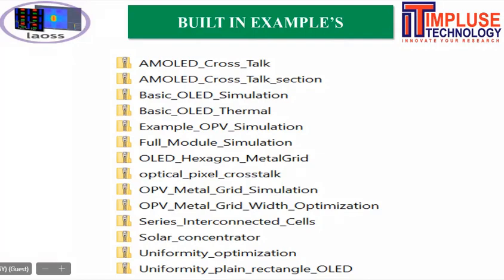So the segments related to active matrix OLED: basic OLED simulation without thermal effect, with thermal effect, OPV module, full module simulation where multiple cells are connected in series, hexagonal type of metal geometry, finger grid, pixel crosstalk array, metal grid simulation.